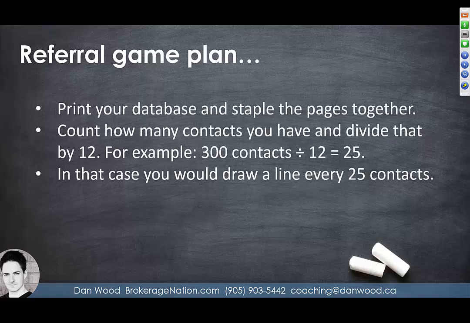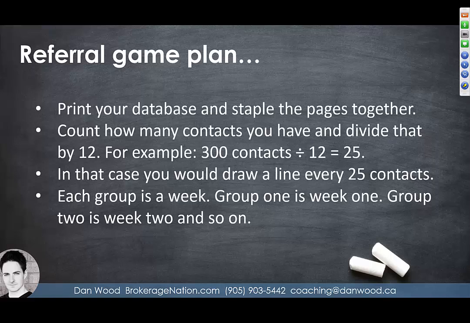So in that case, on our piece of paper, we would draw a line every 25 contacts. On the Excel sheet that I printed, I would count down by 25 and draw a line. Count down 25 more, draw another line. And I would keep doing that until I had 12 equal groups. Now the game plan is really simple. Starting next week, group 1 is week 1. Group 2 is week 2, and so on.